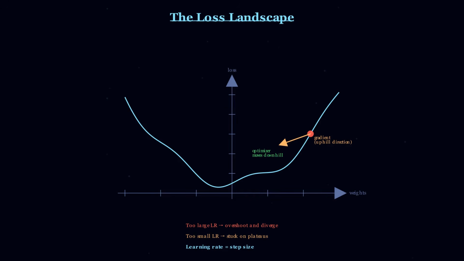In high dimensions, this landscape can have flat regions called plateaus, sharp narrow valleys, saddle points, and many local minima. Vanilla gradient descent navigates this blindly, one step at a time, in the steepest downhill direction. The learning rate controls how large each step is. Too large, you overshoot the valley and diverge. Too small, training takes forever and you get stuck on plateaus. Every optimizer is fundamentally a strategy for navigating this terrain.